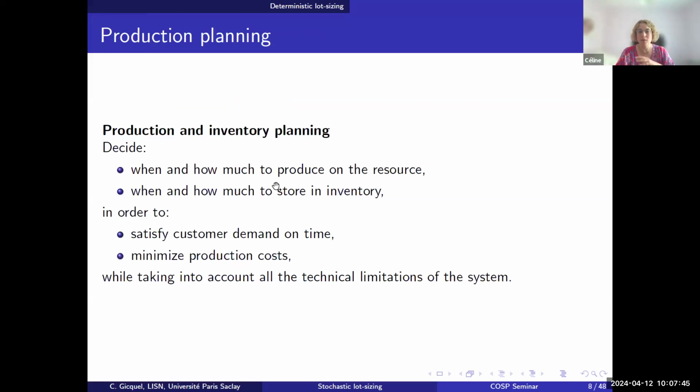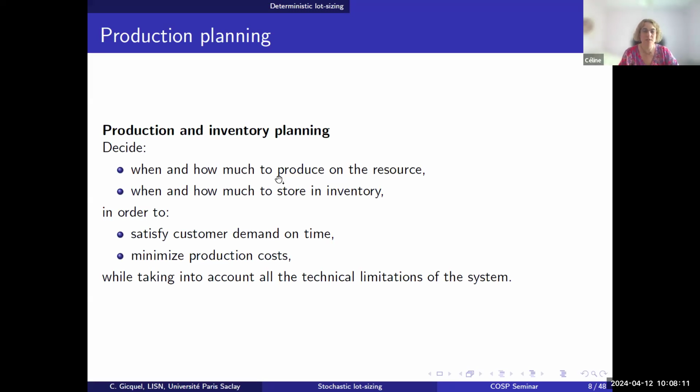And our focus will be on planning production on this system, which means we are going to look into the future and decide when and how much we're going to produce on the resource, when and how much to store in inventory, and this to satisfy customer demand on time and minimize the production cost for the company, while of course taking into account all the technical limitations of the system.